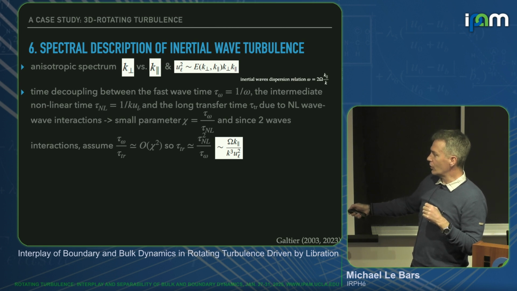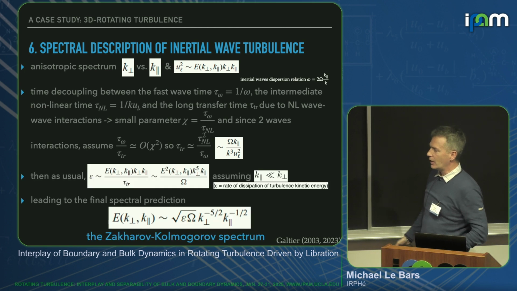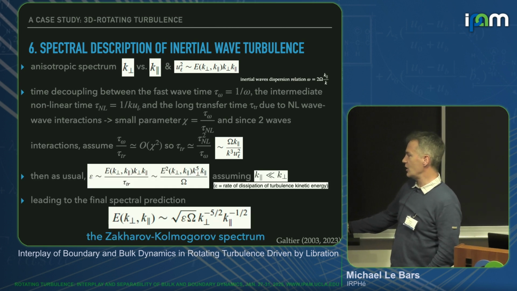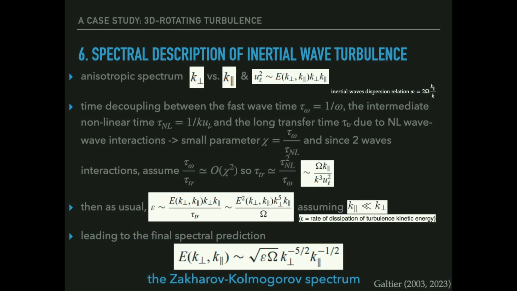So my typical transfer timescale goes like the nonlinear term squared divided by the frequency, by the wave period, sorry. Then, as usual, if I write down the conservation of the rate of dissipation through scales, the velocity squared divided by the transfer time, I end up with this typical formula, which I can reverse to give the Zakharov-Kolmogorov spectrum, where you see that the energy depends on k perp to the minus 5/2, k parallel to the minus 1/2.